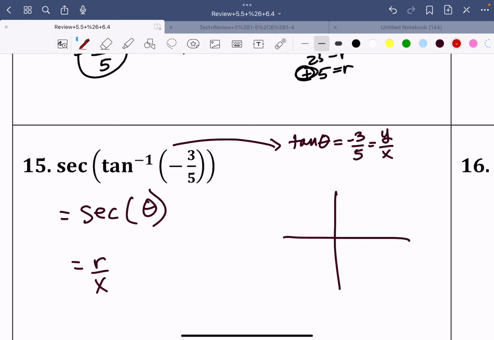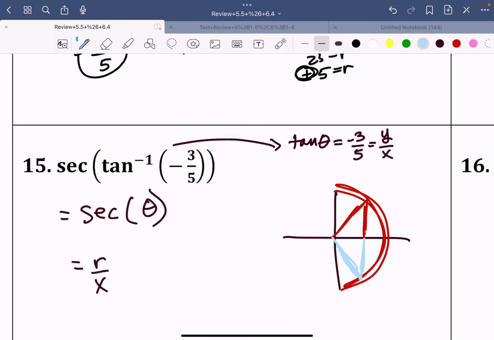Well, for tangent inverse, I look here. And so I need one of those to be negative. Tangent negative 3/5. Okay, let's see. I need one of those to be negative. So I guess it could be here. Or it could be here. How do I know which one it is? So tangent inverse of negative 3/5. And I want to undo the tangent of negative 3/5.